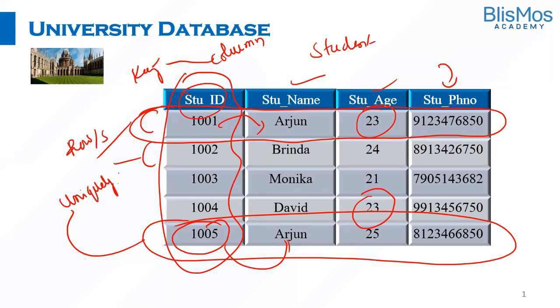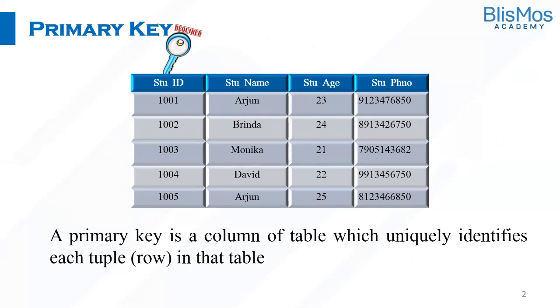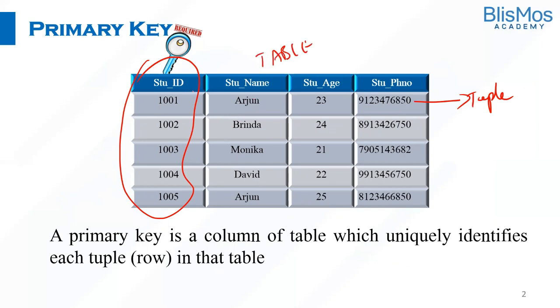We understood it is very important for us to choose a column which can act as a key to identify a record uniquely. Then what is primary key? Primary key is a column of a table which uniquely identifies each tuple. So primary key is one of the very important columns of any table. In this case, we are looking at a student table where roll number or a student ID is one of the important ways to identify each tuple uniquely.